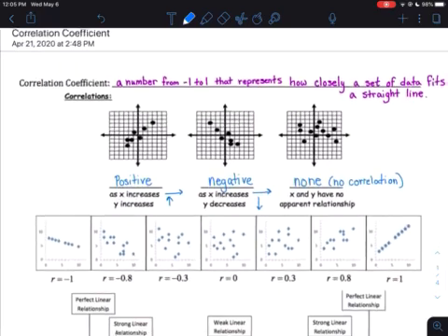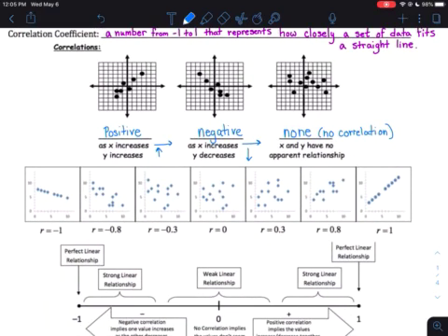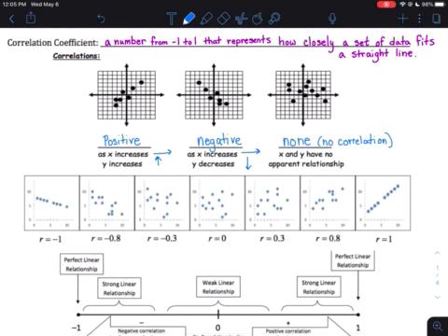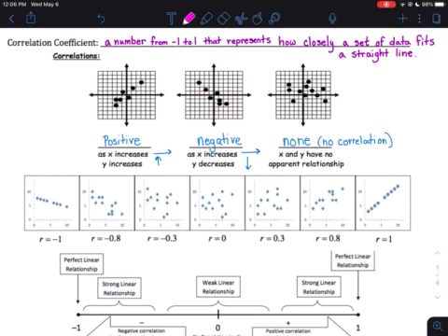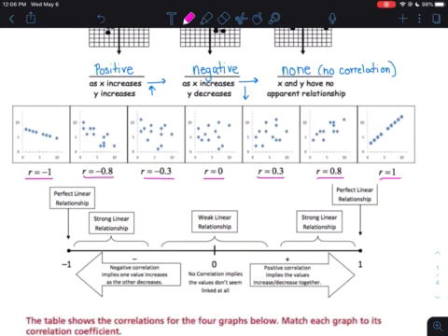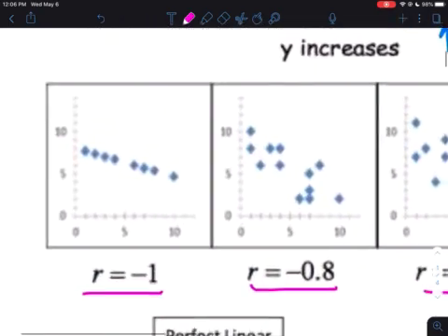The next thing that we need to know when we're talking about the correlation between data is the strength. Okay, so as we see in the definition, correlation coefficient is a number from -1 to 1 that represents how closely a set of data fits a straight line. All right, so we have a range here. R is what represents the correlation coefficient, going from -1, -0.8, -0.3, 0, +0.3, +0.8 to +1. Okay, so you can see this below down here, but I'm going to label these on the graph so you have specific examples.